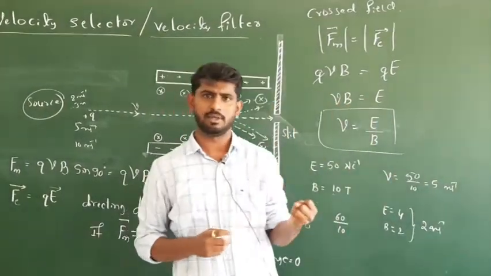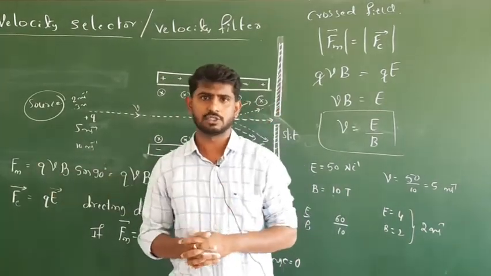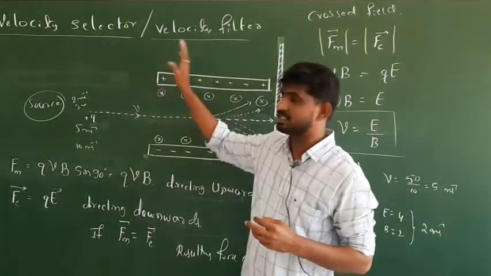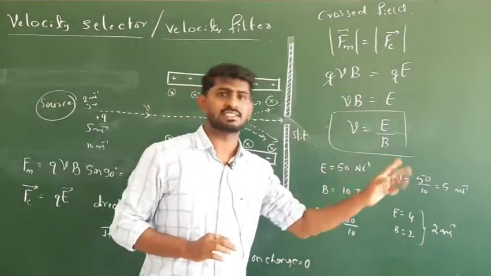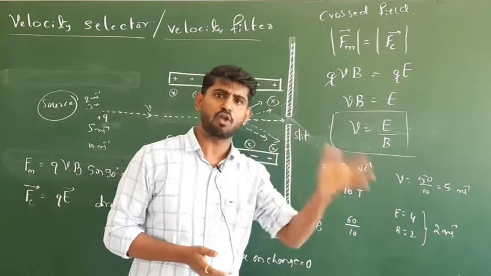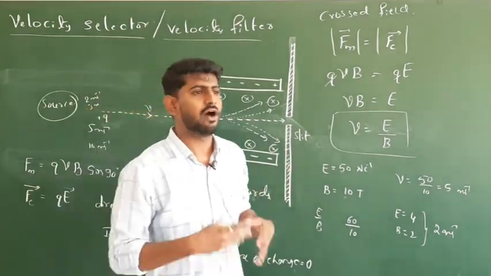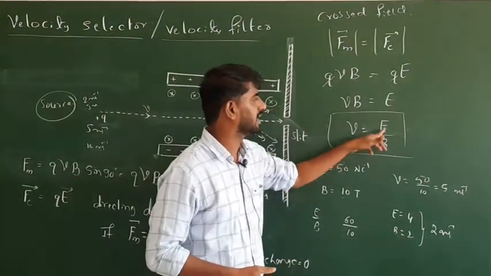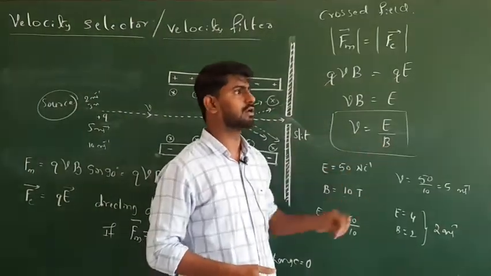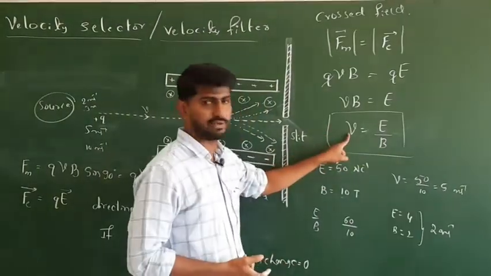particular velocity and we can block the remaining charges. So, by this experimental setup, we can select the charges of desired velocities and we can block all the remaining charges. So, that's why its name is velocity selector. How can we select the charges? We can select the charges by using this equation E by B. So, we can set the electric field and magnetic field to the desired quantity to get the desired velocity.